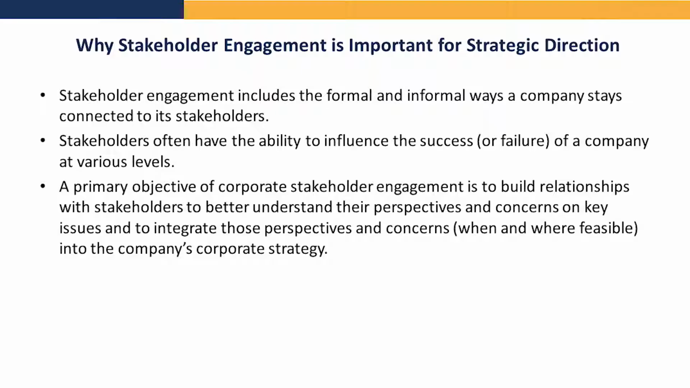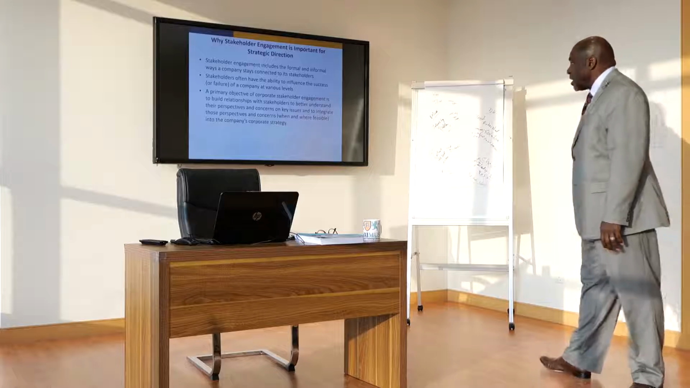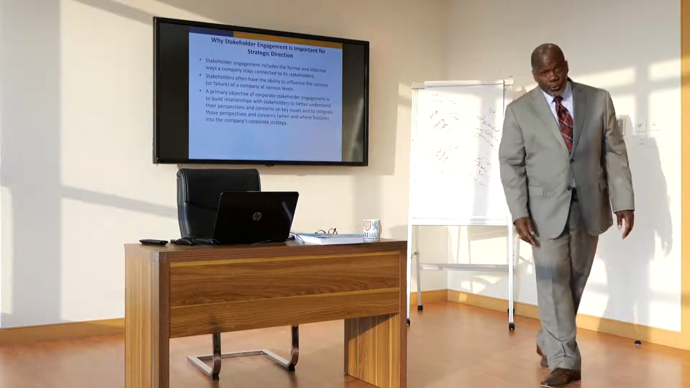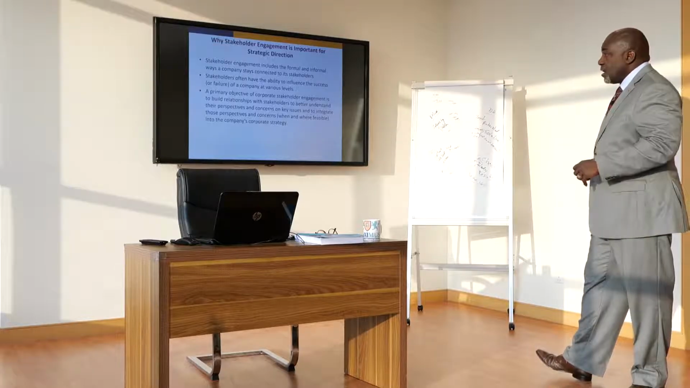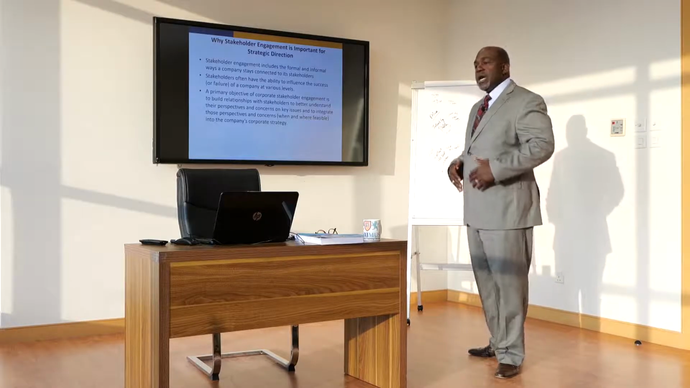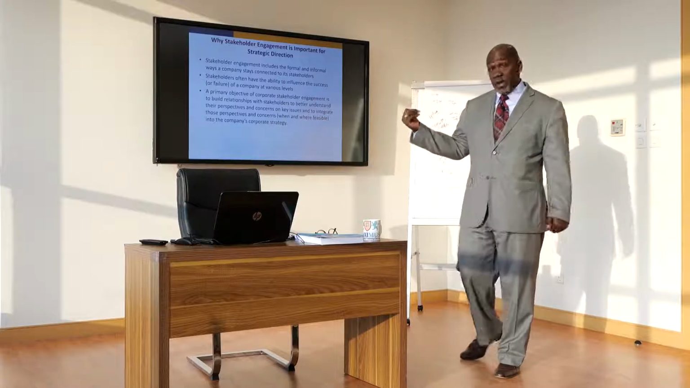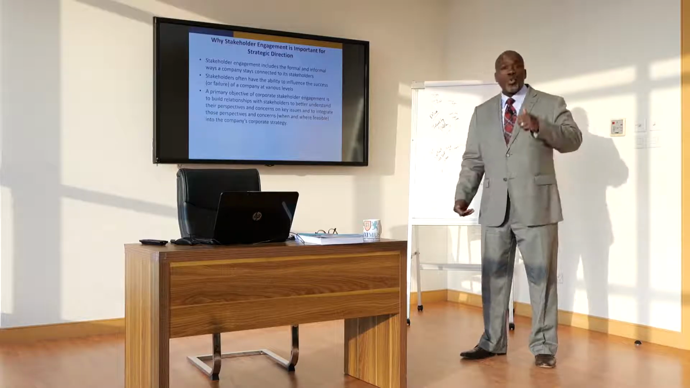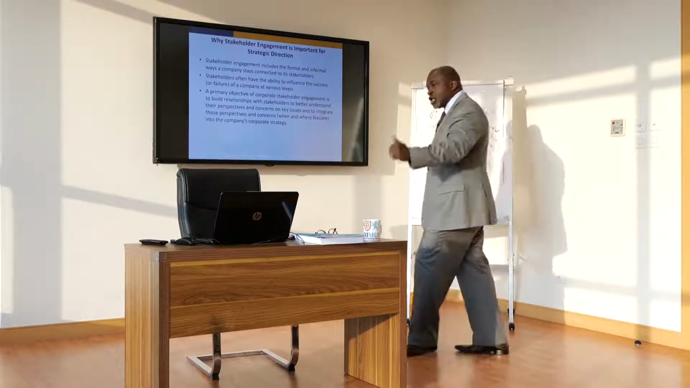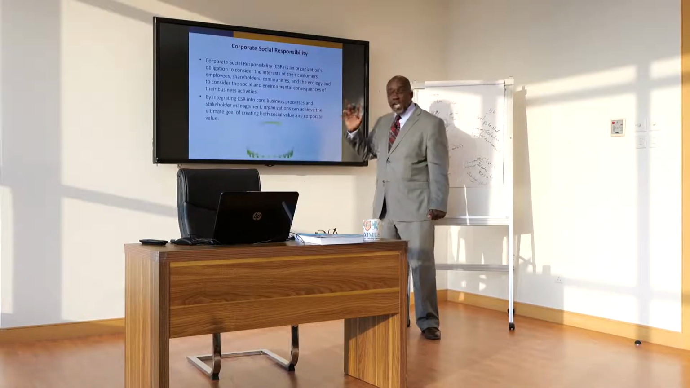Why is stakeholder engagement important to strategic direction? Well, it includes formal and informal ways a company stays connected with its stakeholders. It has the ability to influence the success or failure of the company at various levels. Stakeholder engagement helps to build relationships with stakeholders to better understand your concerns, your perspectives. Those concerns and perspectives help the company achieve its corporate strategy, right? So you want to give your point of view. Again, just as your employees are important, so are government regulators, so is the local community, so are lenders, so are suppliers. You want everyone on your side helping you to achieve your strategic direction, right? The entrepreneur, the organization cannot do it alone. Everyone has stakeholders.